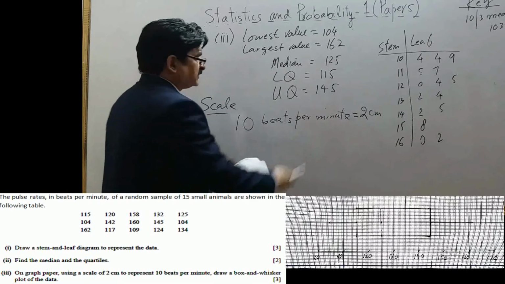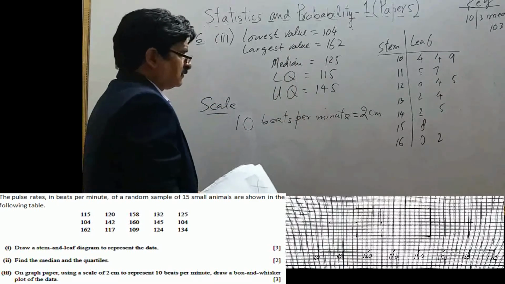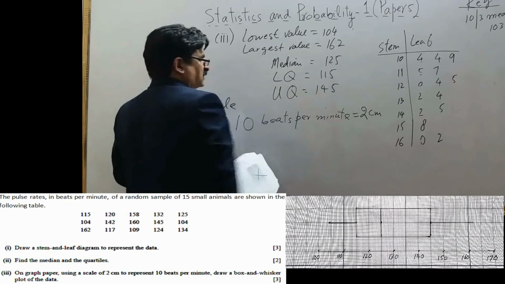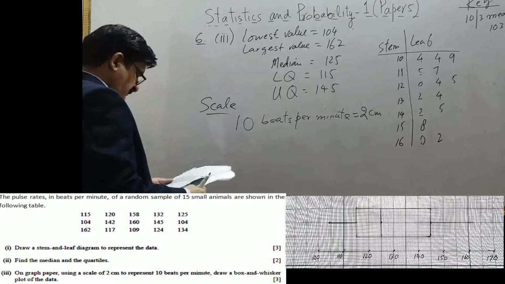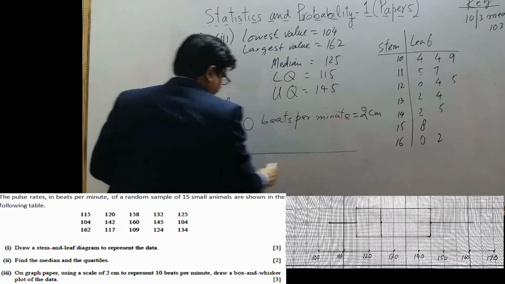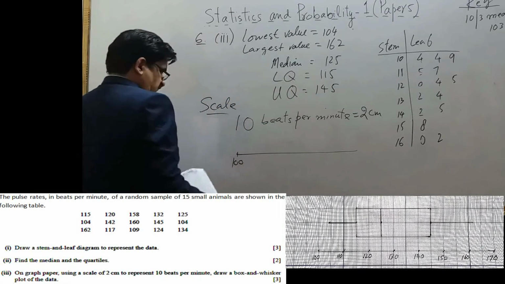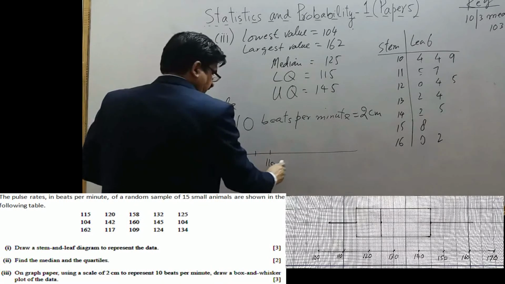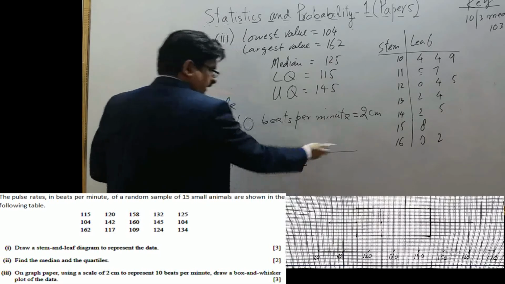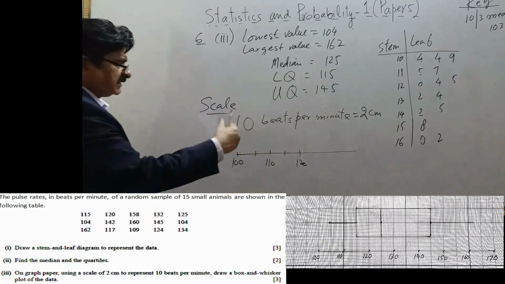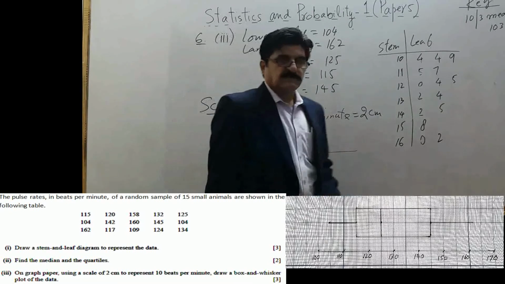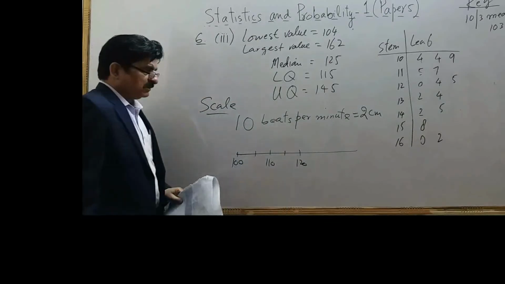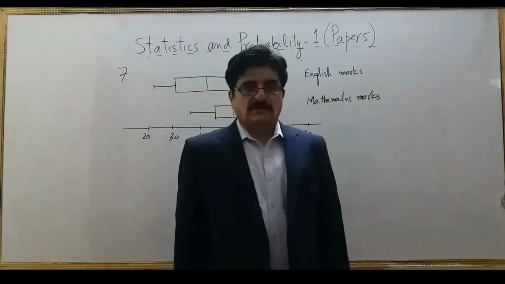Now you plot these values: 104, 162, minimum, greatest, then median, then lower quartile, then upper quartile, and you will start from 100. I have started from 100, and then 1 box, 2 box, this is 110, then 120, like this. You see the scale and see this box and whisker plot. I have plotted for you. It's very easy to understand. Thank you.